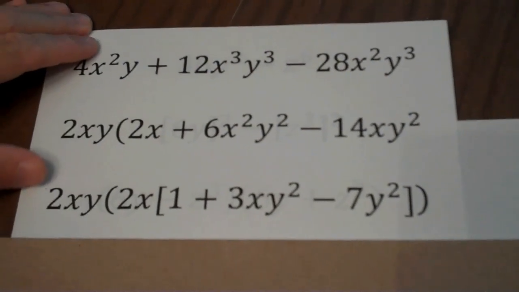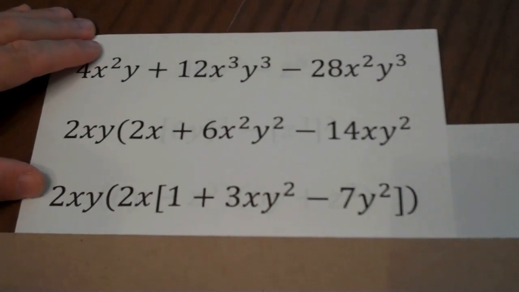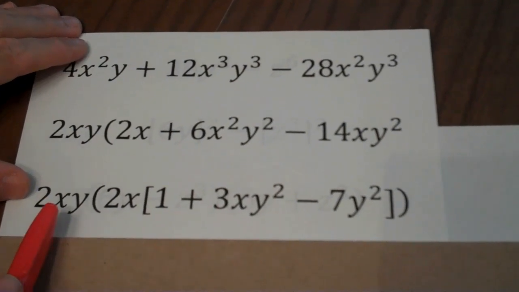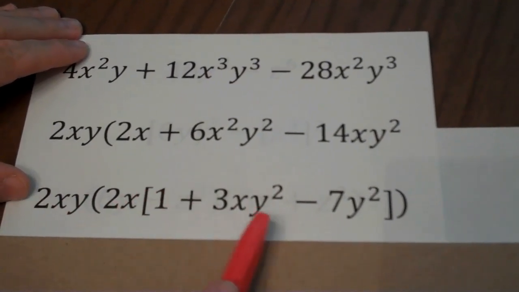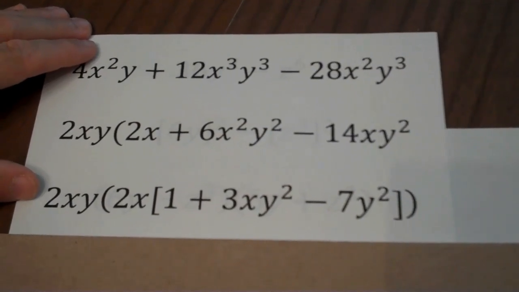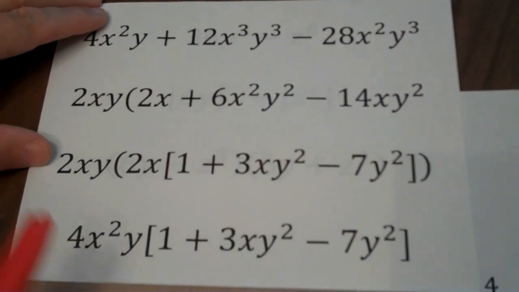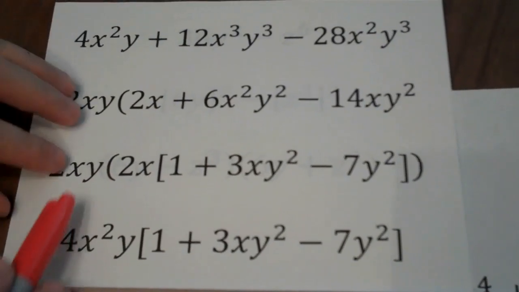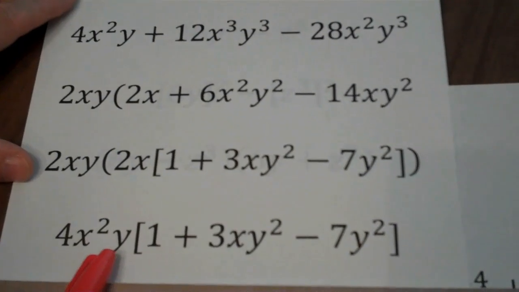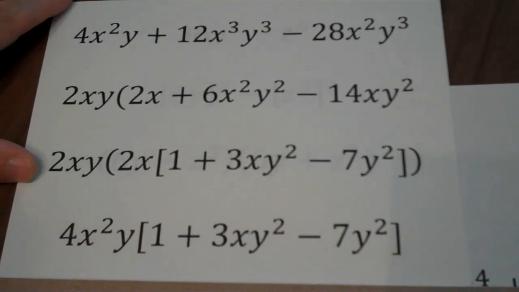At this point, I hope you notice I've actually taken out 2 things. What I actually have is the first common factor times the second common factor times the trinomial. What I can do is combine those first 2 factors together, and I end up with 2 times 2 is 4, x times x is x squared, and a y as my common factor times the trinomial that I was left with.